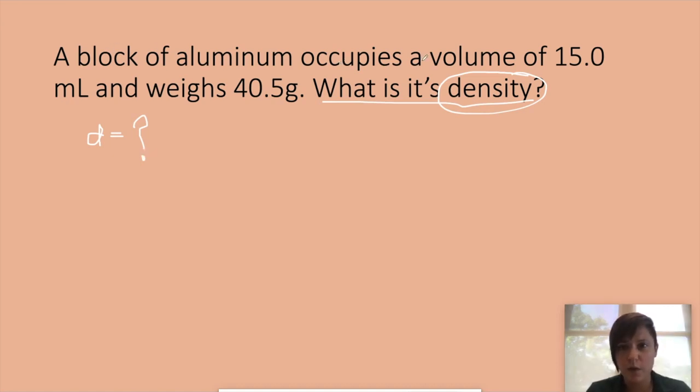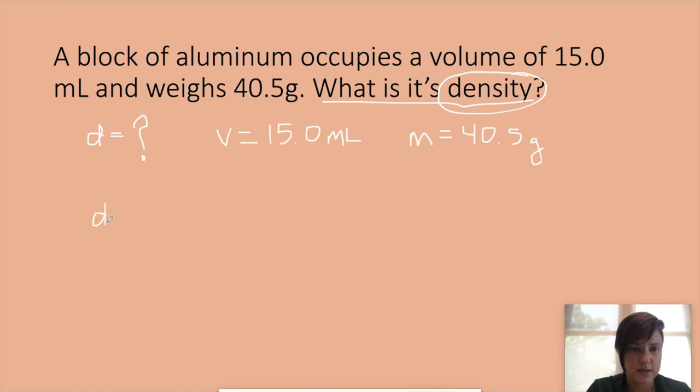We see that a block of aluminum occupies a volume of 15 milliliters. So we know that volume, I'll represent it as V here, is 15 milliliters. And then it weighs 40.5 grams. So we know that the mass here is 40.5 grams. And then if you recall, our equation for this is D is equal to mass divided by volume. Okay, so that's what we're looking for. We're looking for D. So let's just fill in our numbers. We need M, which is 40.5.